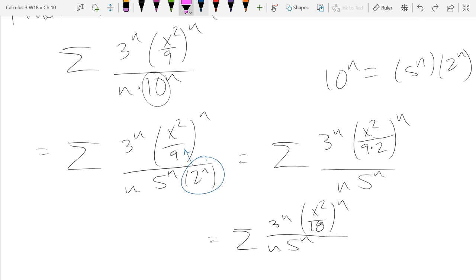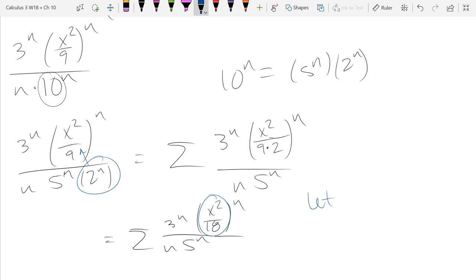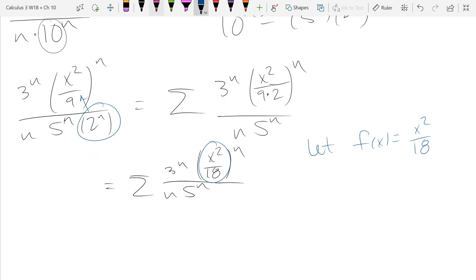All right, once we're here, now I can say that what I just circled is going to be f of x. So now, this function f of x is this x squared over 18. So I can rewrite our series as 3 to the n over n, 5 to the n, times f of x to the n. And now this looks really similar to our theorem.